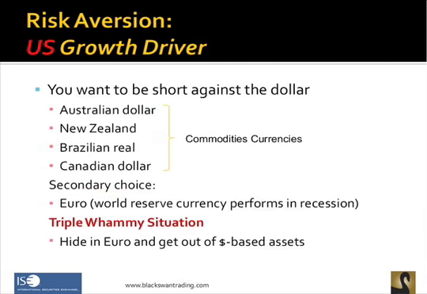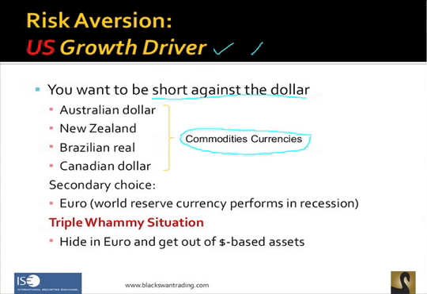Risk aversion with a U.S. growth driver. I mentioned this a little bit on that first slide. Currencies you want to be short against the U.S. dollar. Again, if we see a U.S. growth driver and risk aversion in the world in general, those that are benefiting from growth are going to get hit the hardest. Australian dollar, the commodities block. Remember, again, the U.S. is growing. It tends to benefit commodity currencies. If we see risk aversion, it's going to tend to hit the commodity currencies.